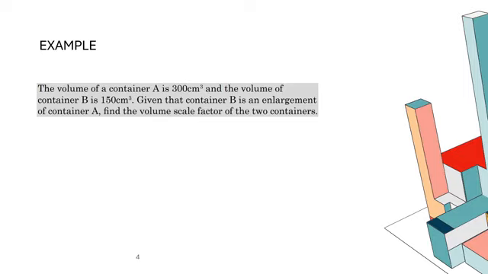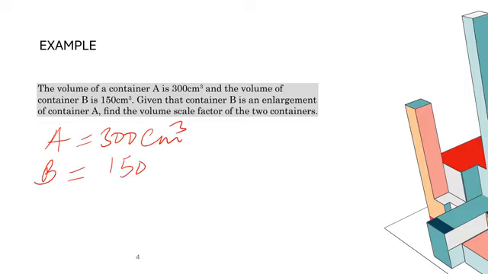Let's look at an example. We have here this example that's saying a volume of a container. So we have a volume of a container A. Container A has got a volume of 300 cubic centimeters, and container B has got a volume of 150 cubic centimeters. Given that container B is an enlargement of container A, which means B is just an image of container A. So they're saying find the volume factor.